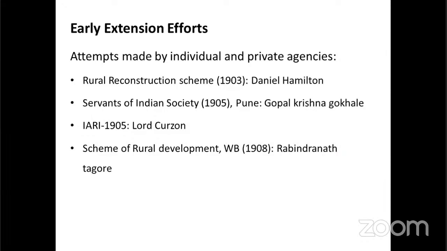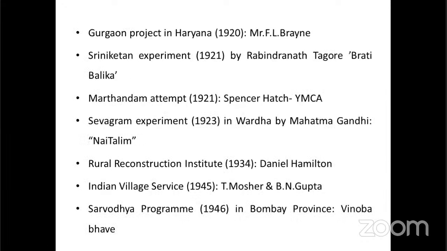Please remember this. The next one is the Gurgaon project. In 1920, the Gurgaon project was started in Haryana by Mr. F.L. Brayne. Mr. F.L. Brayne was the collector of Gurgaon. So he started the Gurgaon project in Haryana in 1920. The next one, Sriniketan. I already told you the Sriniketan experiment was started in 1920 by Rabindranath Tagore. The main concept of this Sriniketan experiment is Brati Balika. It is the place near Santiniketan where Sriniketan was experimented.